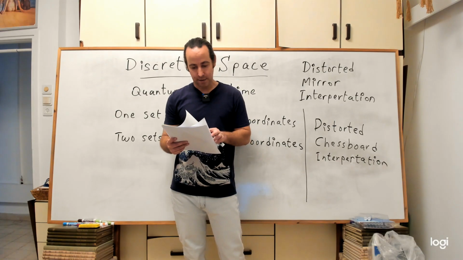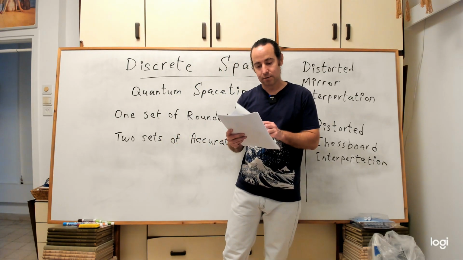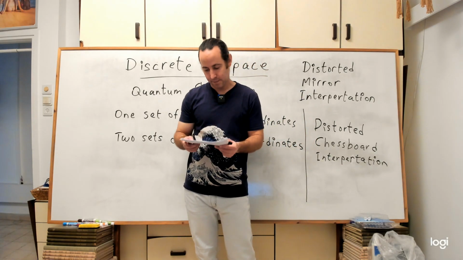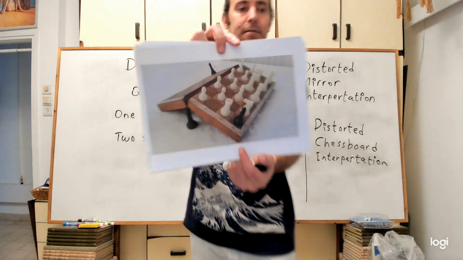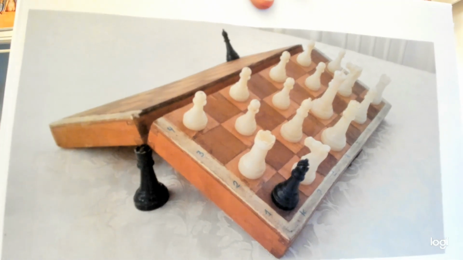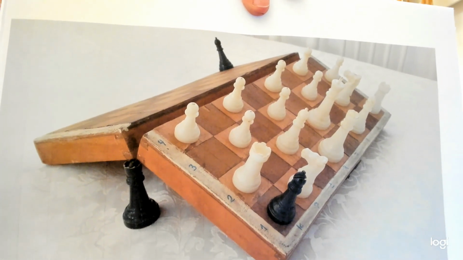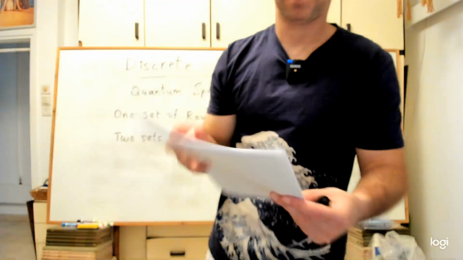The next picture, number 4, curved space. This is curved space. You see these two bishops are even closer because the space is curved.